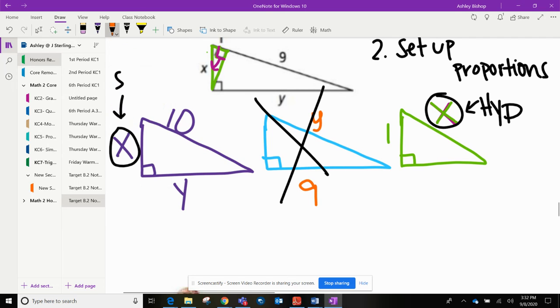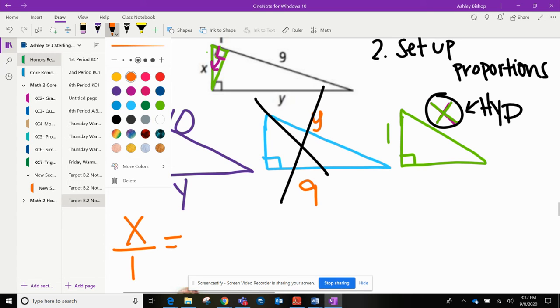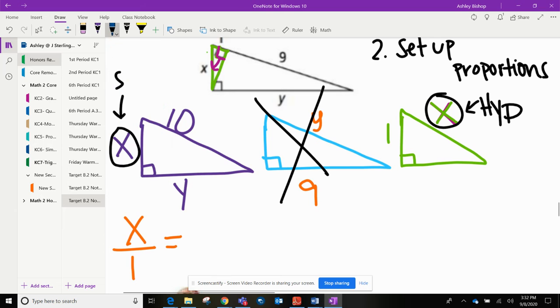So I'm going to take the short side of my purple triangle, and divide it by the short side of my green triangle. So short with short, X over 1 is going to equal the proportion I make with the location of my other X. So my other X happens at a hypotenuse. So I'm going to do my hypotenuse over my hypotenuse.